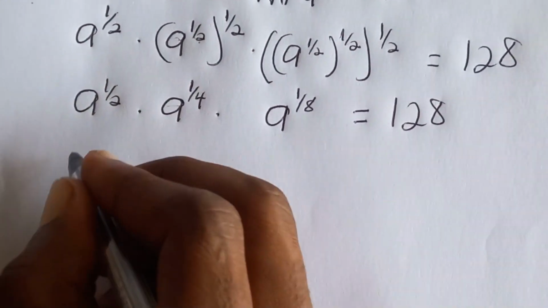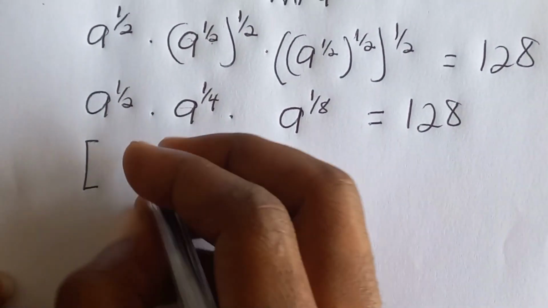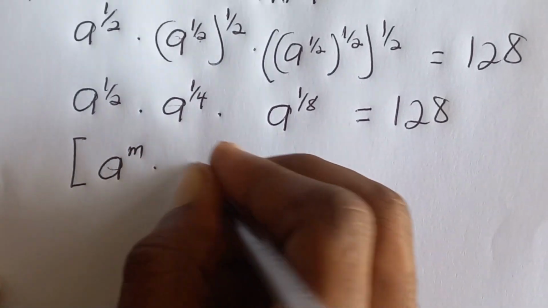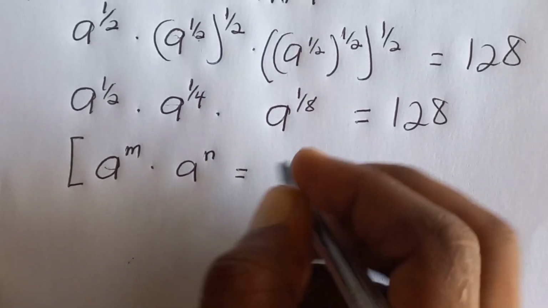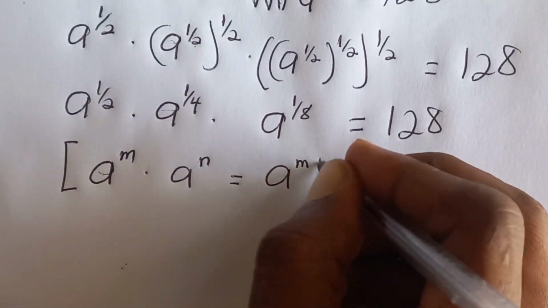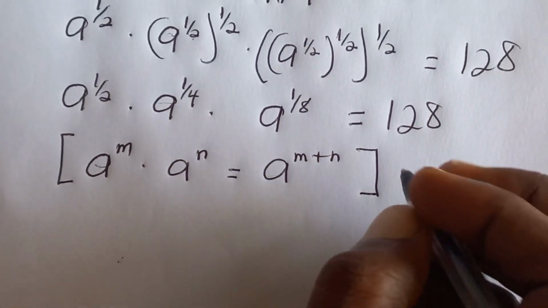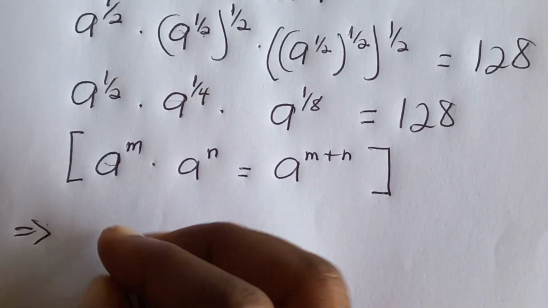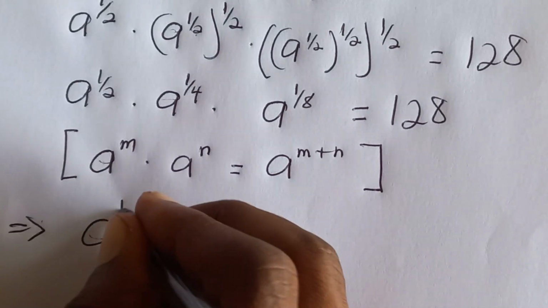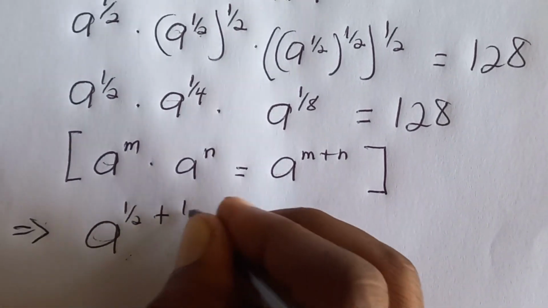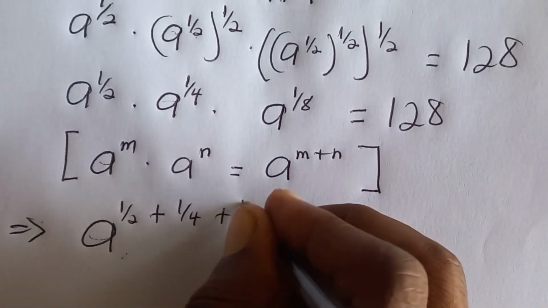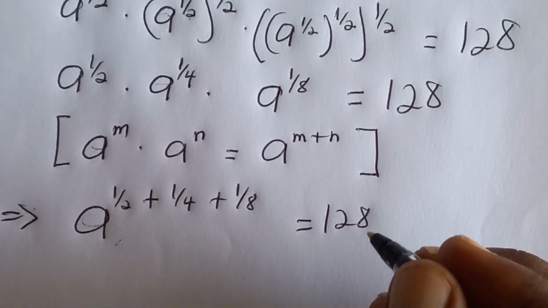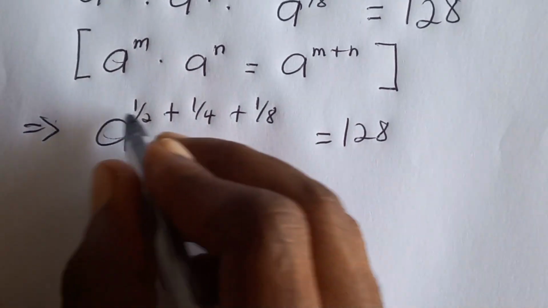Now we can use the law of indices, which is that A exponent m multiplied by A exponent n is the same as A exponent m plus n. So now our equation becomes A exponent half plus 1/4 plus 1/8, which is equal to 128.